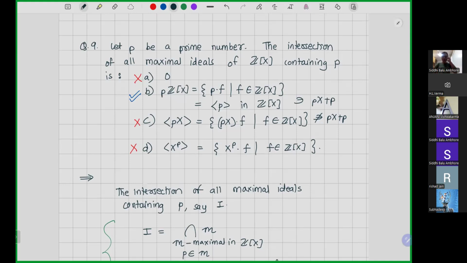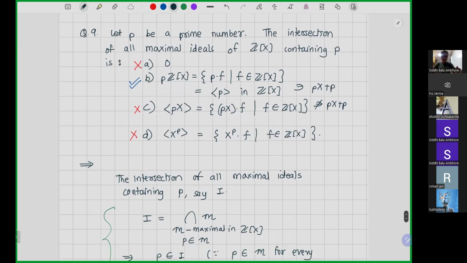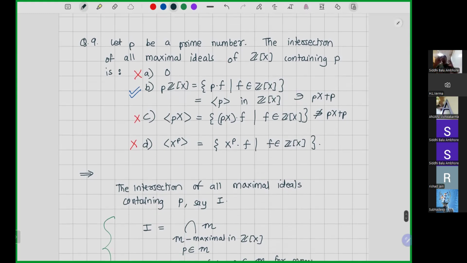Okay, so what we are trying to do here is question 9. We are talking about the intersection of all the maximal ideals which contain P. By the method of elimination, since it is the intersection of maximal ideals which contain P, P will be there in all those ideals, right? Because that's what we are taking the intersection over. So P does not belong to the zero ideal. That's why the zero ideal is gone.